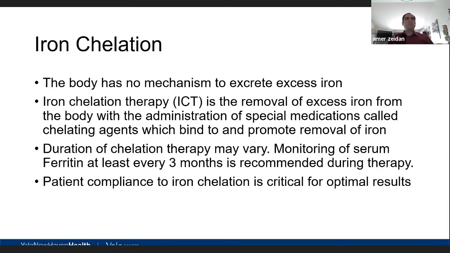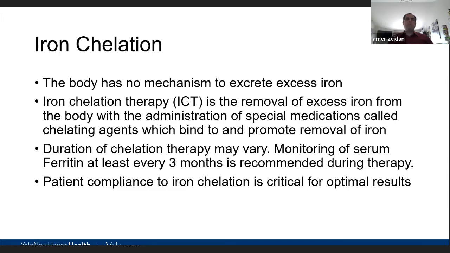Another important thing we talk about is iron chelation. As I mentioned, iron can accumulate in the body and can cause problems for patients. And this iron accumulation happens basically because the body cannot get rid of the iron on its own. So there are certain medications that we can use. You might have heard about deferasirox or deferiprone. Those are agents that are taken by mouth.